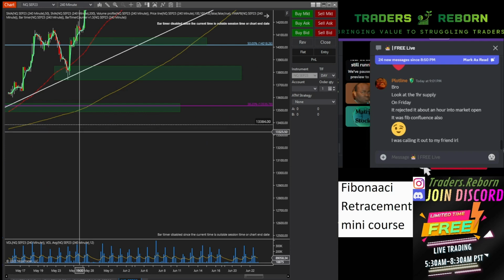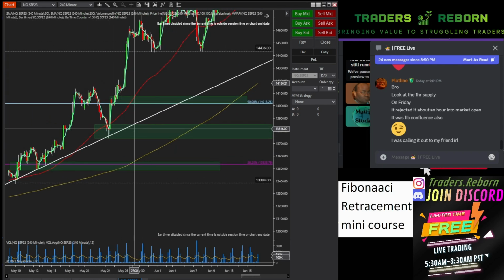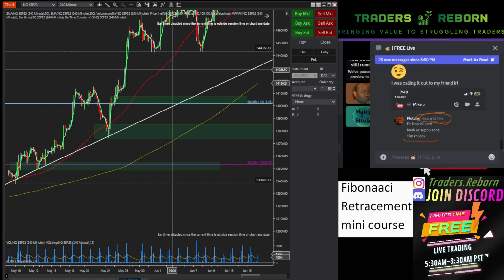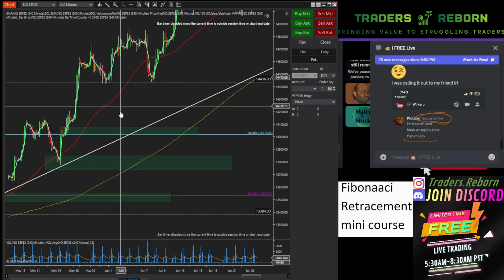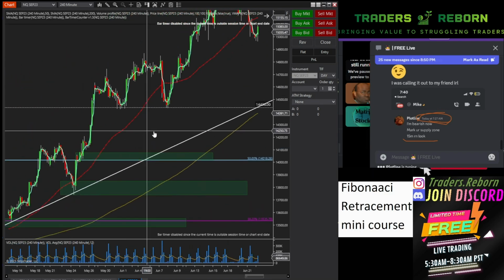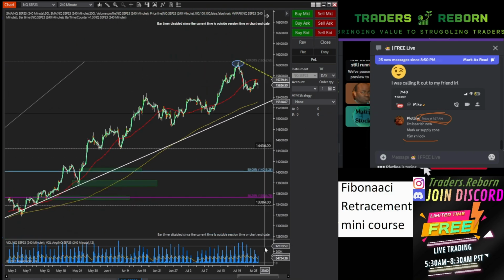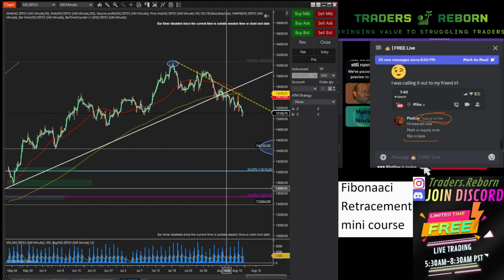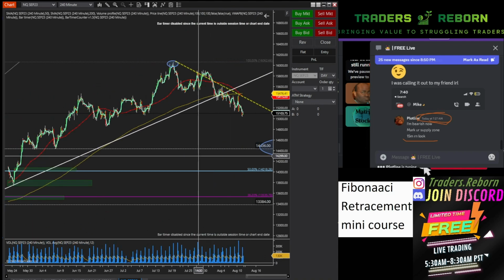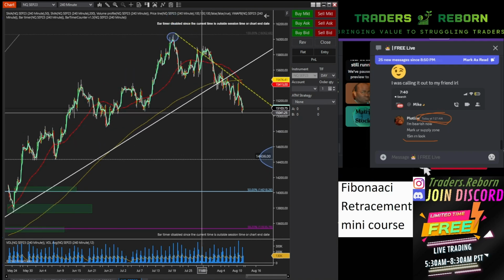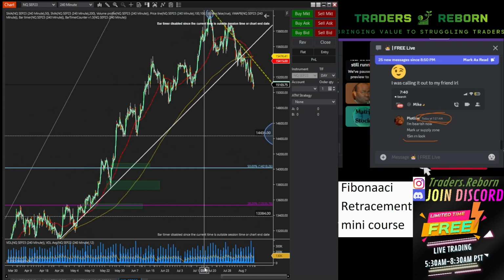So you always want to mix your fibs with confluence, okay? Which means other levels, other support and resistance, and things like that. You always want to mix it. You always want to combine it. You want three to four confluences before you take that trade. Confluences just means reasons, guys. If you guys have more than three or four reasons, that's what it is. Confluence is just a fancy word, but that's just what it means.